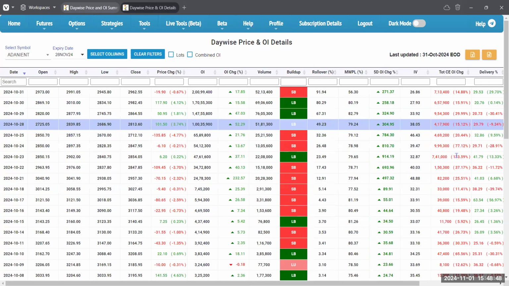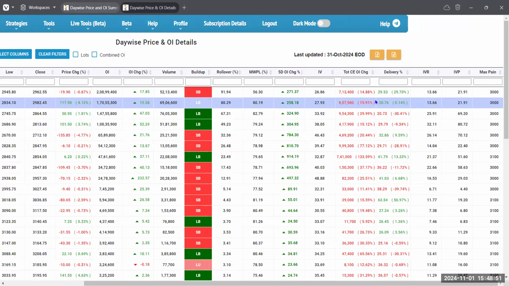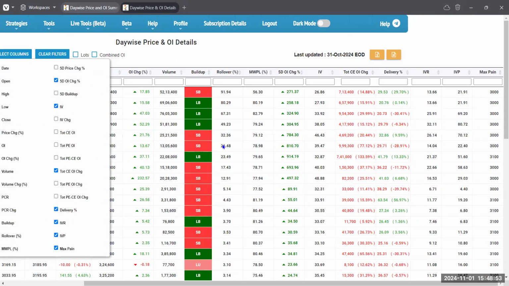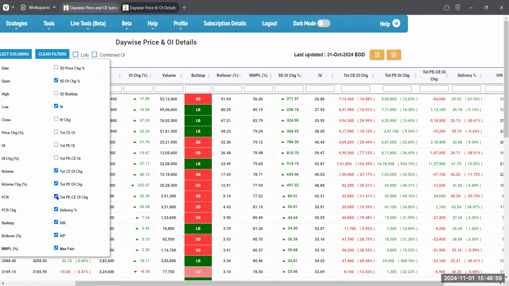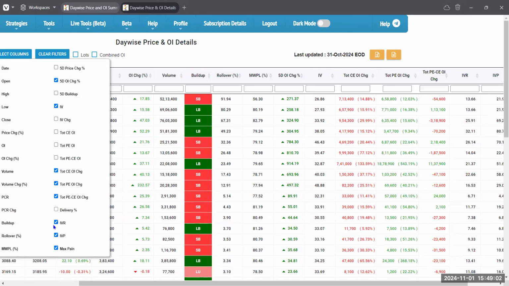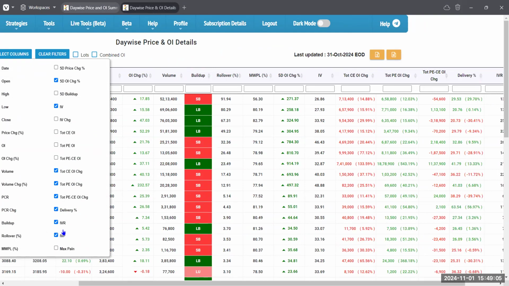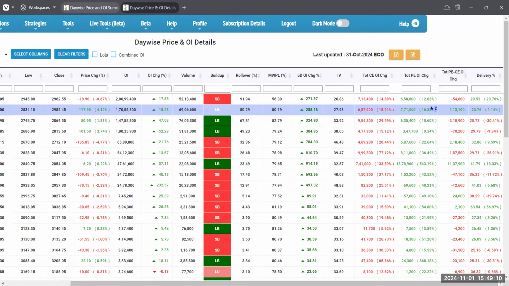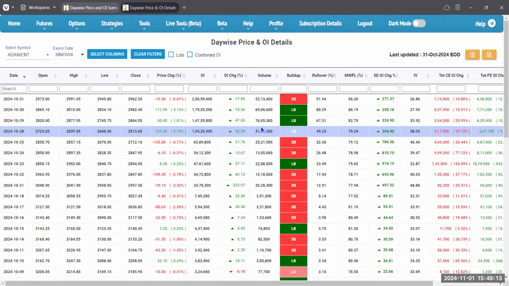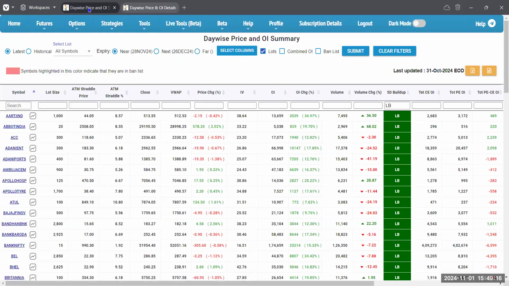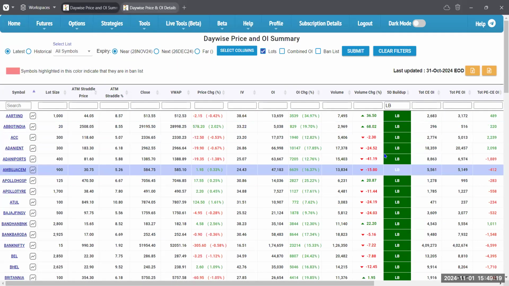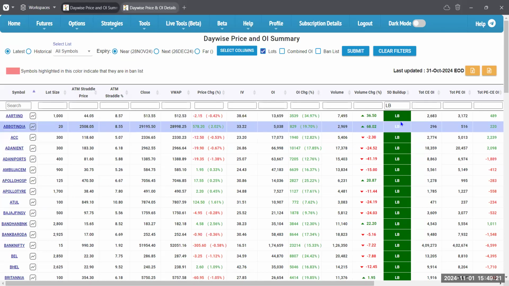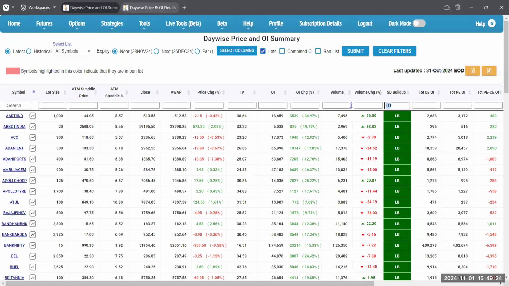Based on that, you can take up positions. And in this case, even the total PE-CE OI change over here will be useful. I think all columns are not here. So what is happening? You scan here for whatever direction you're looking for. If you think the market is going down, then look for short buildup, so whichever is in short buildup.